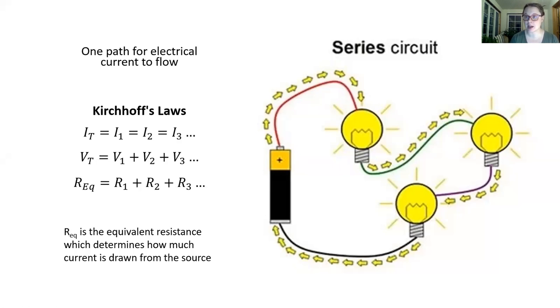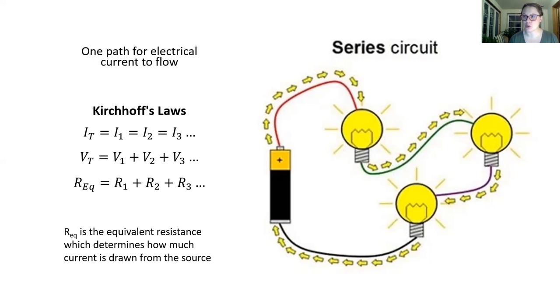There's only one path for the current to flow between each item. So there's only one path from the battery and back to the battery. There's not multiple ways for the electric current to flow. So the current must flow through each of the bulbs, and we'll notice here it's marked with conventional current, which is from positive to negative, which I really don't like because it's not the correct way, but it is how we define current. So there's one path for current to flow.